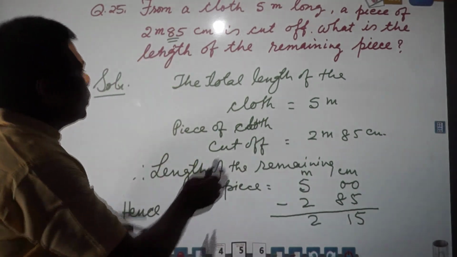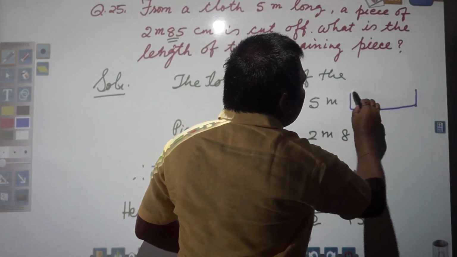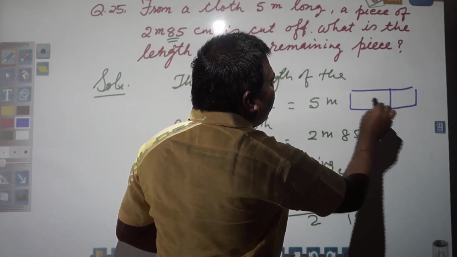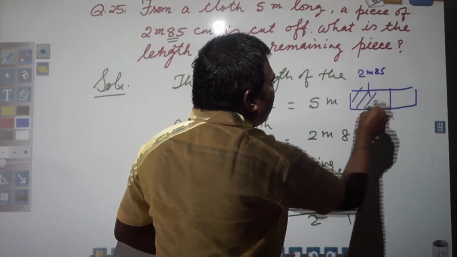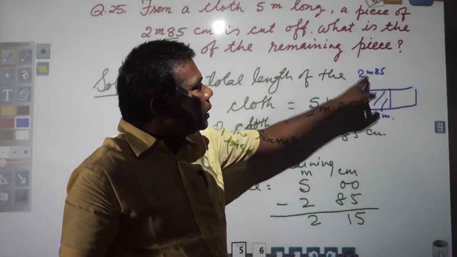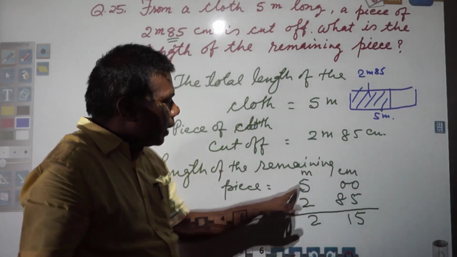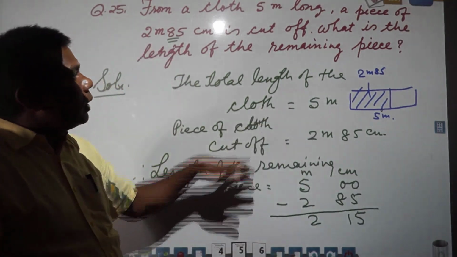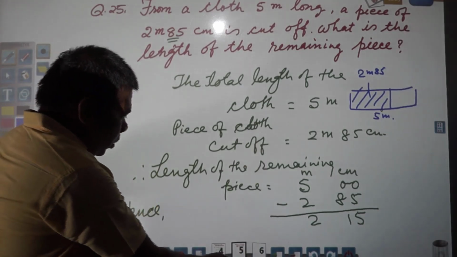How was this question? Simply try to understand. Suppose this was 5 meter, and 2 meter and 85 centimeter has been cut off. This is the length you need to find out. So from 5 meter, if you subtract 2 meter 85 centimeter, you will get the answer. So you go through the question, and if a similar question is there, likewise you solve. Okay.